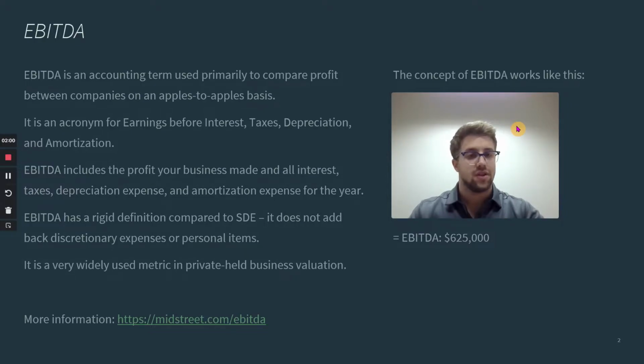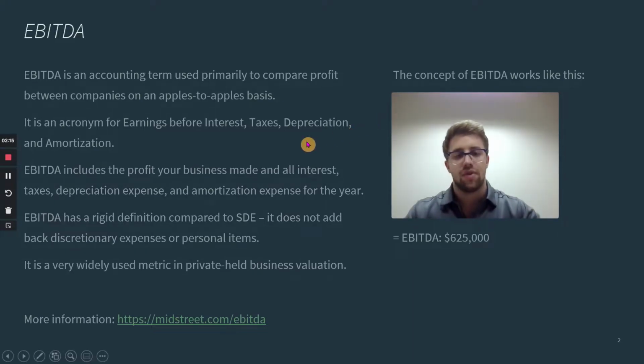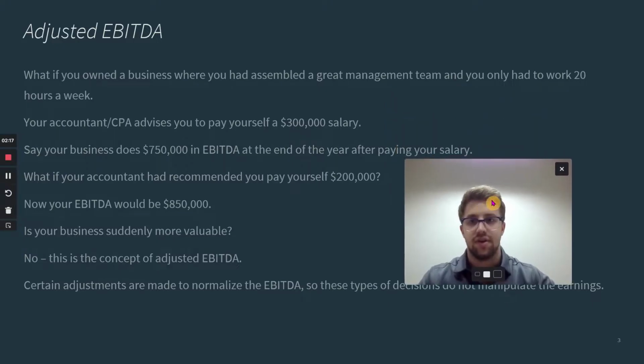But EBITDA is very widely used in private company valuation, especially deals over $10 million in value or $1.5 million to $2 million in earnings. It's the most common metric for that business size. We have a quick example on the next slide.